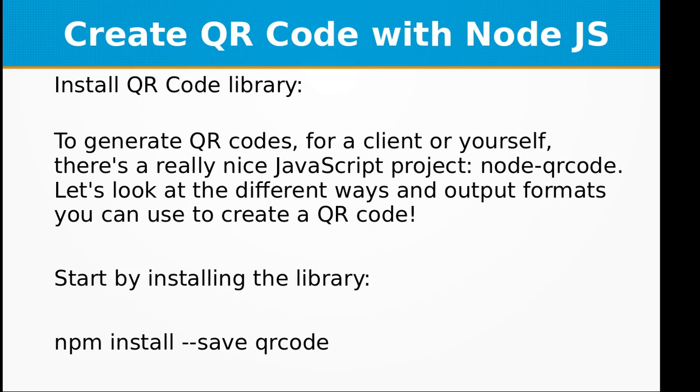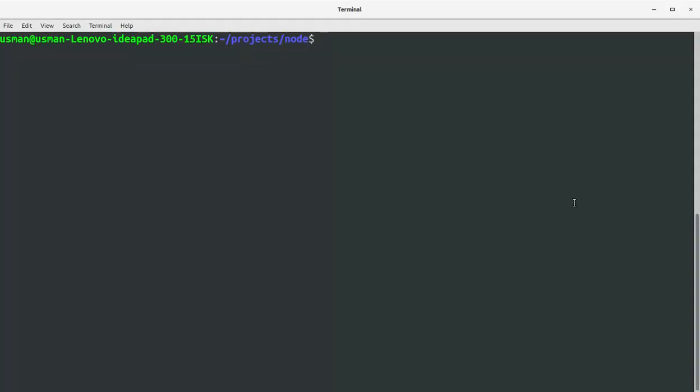Okay, let's get started by installing the QR code library that we will be using in our Node project. It will be used to generate QR codes for a client or yourself. The project is called Node QR code. Let's look at the different ways and output formats you can use to create a QR code. Let's start by installing the library. But before that, we need to create a project directory or folder in our computer. So let's create a folder called Node QR code.